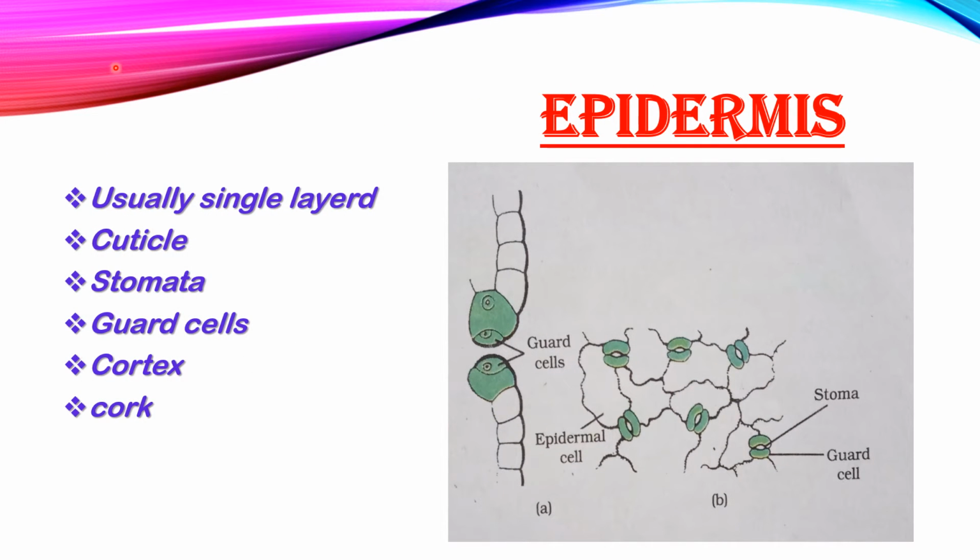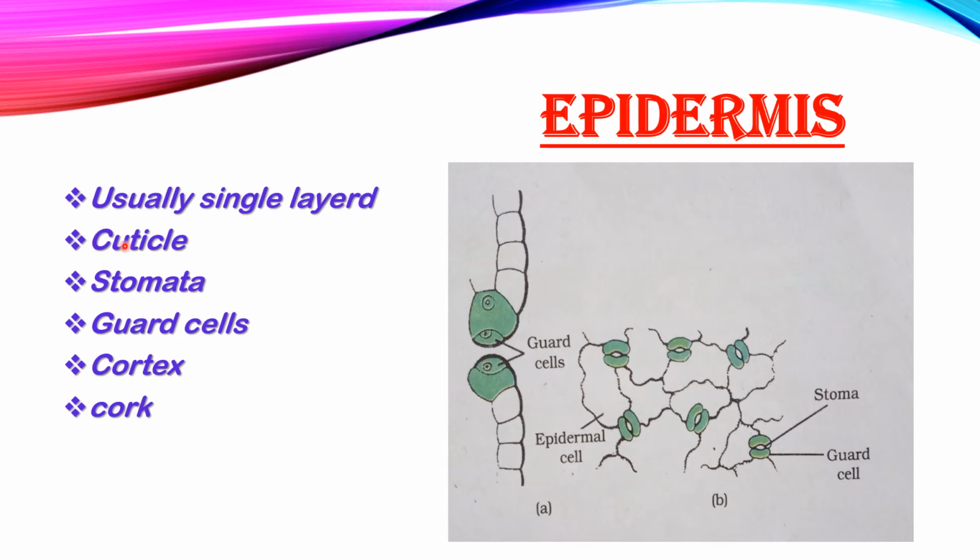We will start with epidermis. It is the outermost layer of all parts of plants. It covers all the plant body parts. Its function is to protect the inner layers and the plant parts. It is usually single layered, and in some cases it may be more than one layer. Its primary function is to protect the plant. It is closely arranged without intercellular spaces between the cells.